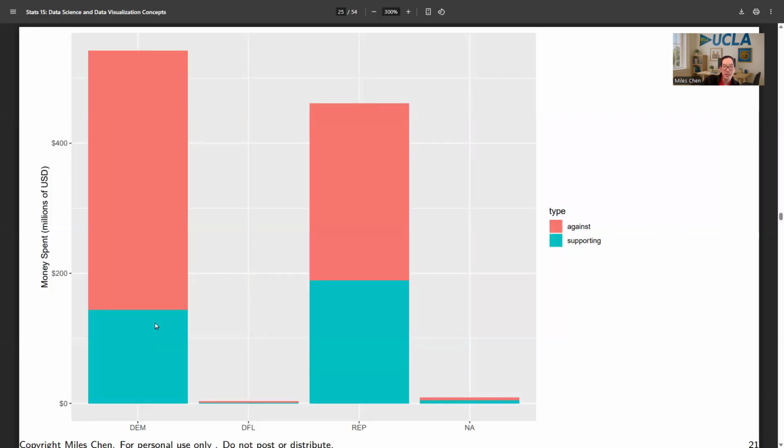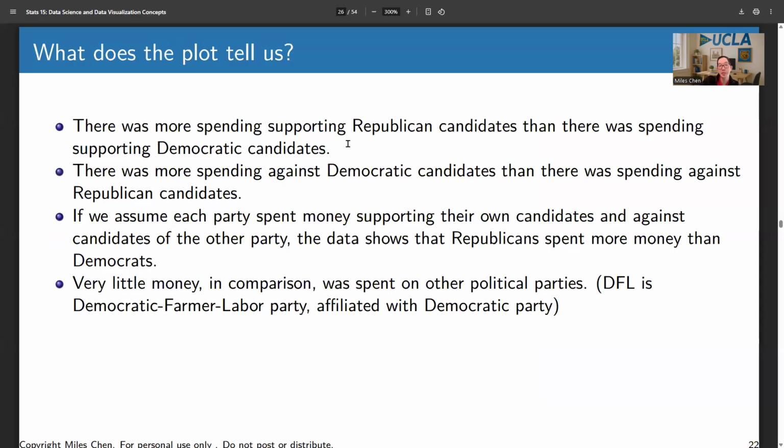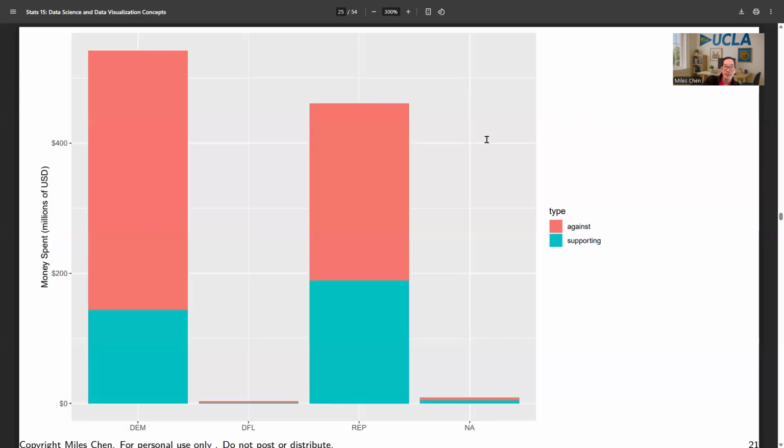Okay. And so we can see how much money was spent anti-Democratic Party and supporting Republican candidates. So we wanted to look at the total amount spent, assuming Republicans spend money pro-Republican and anti-Democrat, and assuming Democrats spend money pro-Democrat and anti-Republican. We can see the total for supporting Republican and anti-Democrat is a lot higher than that for supporting Democrats and anti-Republican, at least in the 2012 election. So there was more spending supporting Republican candidates than there was supporting Democratic candidates. We can see the blue part here is higher for the Republicans than the blue part for Democrats.